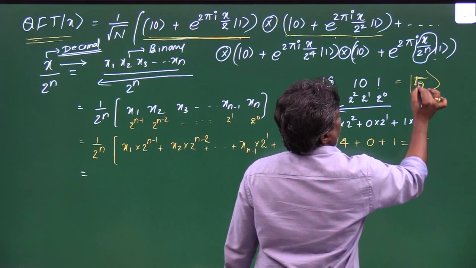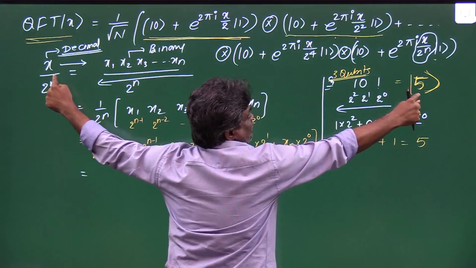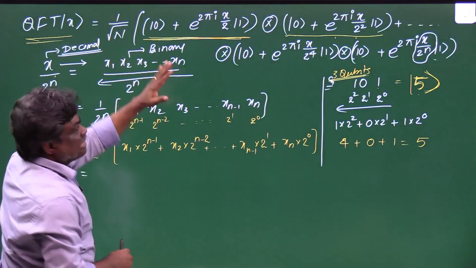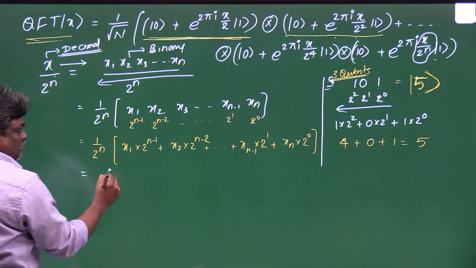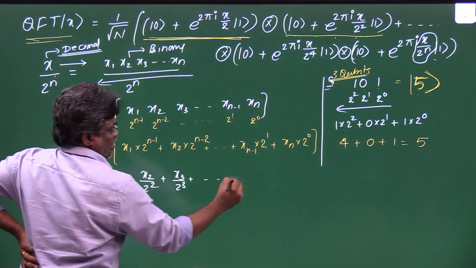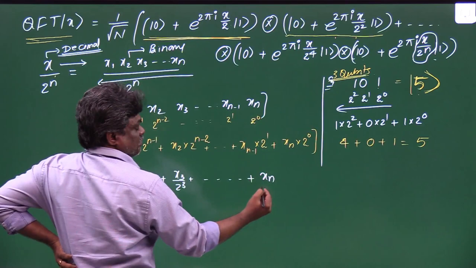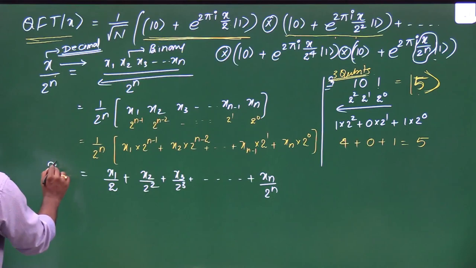Just mention 3 bits also, sir. Yes, 3 qubits. This is what I am saying, decimal, and these are binary. Having one side decimal and one side binary is not correct. That's why I converted binary to decimal. Now, please divide with 2 power n. So we will get x1 divided by 2 plus x2 divided by 2 square, a geometric series, finally xn divided by 2 power n. So finally x by 2 power n.